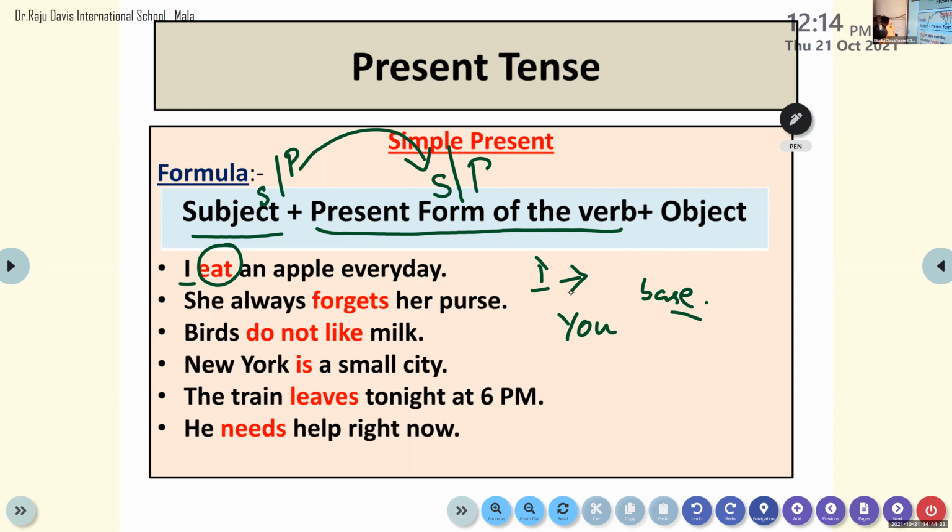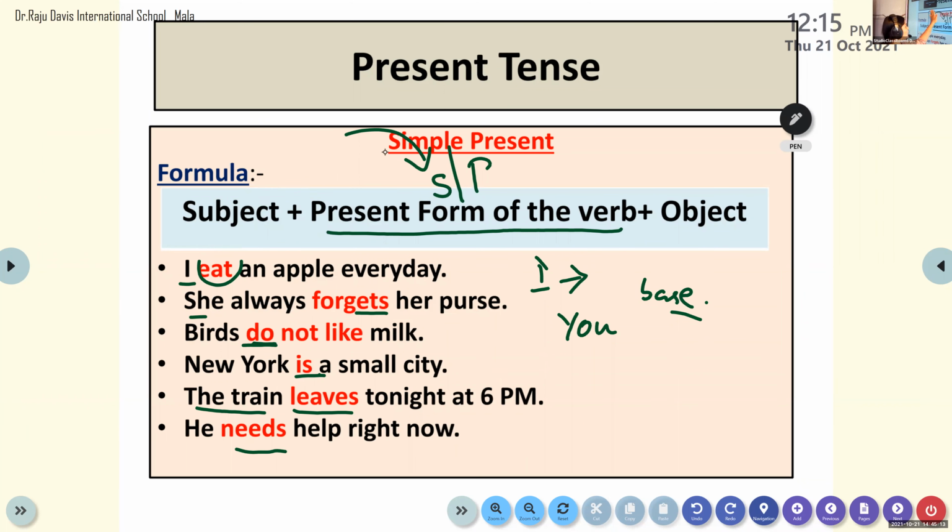She always forgets her purse. Here she is a singular subject, so I have to use a singular verb, forgets. Birds: as you all know, birds is plural in form, so with a plural subject I can use only the plural form. New York is a small city. Very small one. New York is a small city. The train, singular: the train leaves tonight at 6 p.m. He needs help right now.